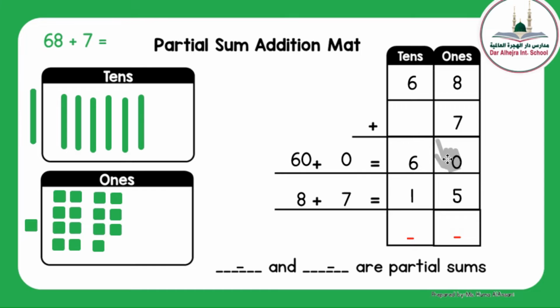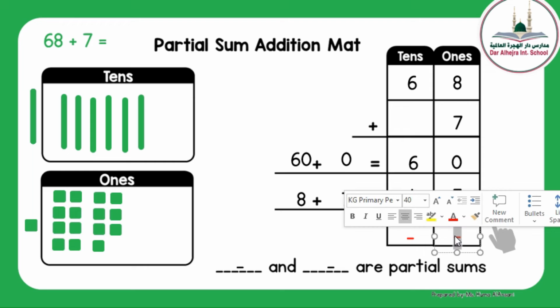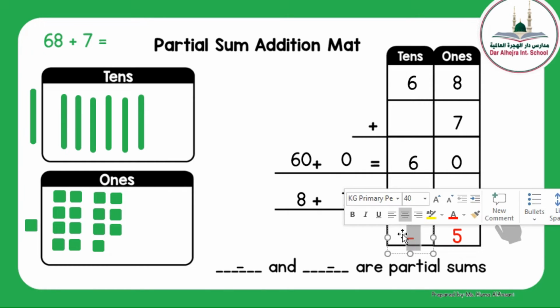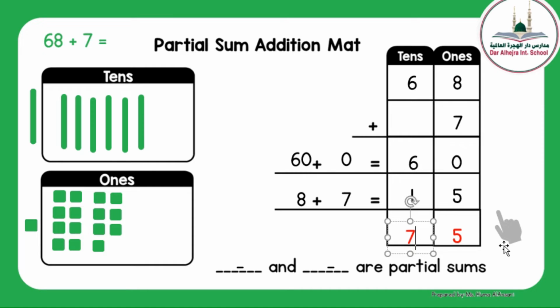Now in this final step I need to add these partial sums. I have got a partial sum of tens, that's 60, and I've got a partial sum of ones, that's 15. I'll be adding the partial sums now to a final sum. So 0 and 5 equals 5. I'll be writing here 5, and 6 plus 1 equals 7. So I've got a total of 7 here. So my final sum is 75.